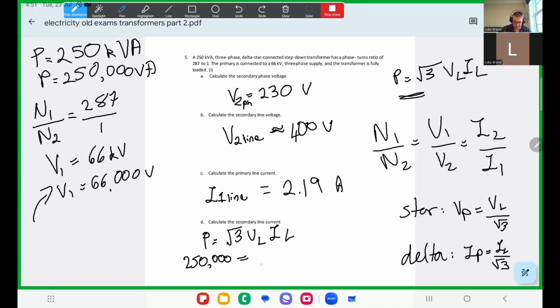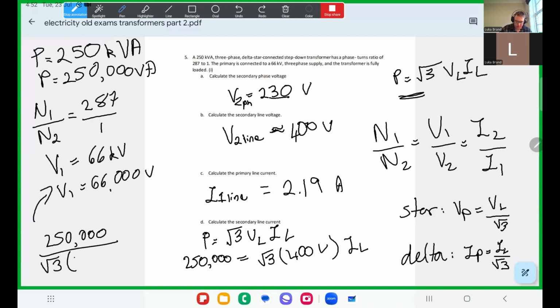Just moving my pen box so I've got room. And now this is a secondary, so I'm going to use this voltage. And I'm choosing this voltage instead of this one because it says line. And that L there reminds me I need a line, times IL. Now again, I'm going to rearrange it, do the opposite on the other side. Equals IL.